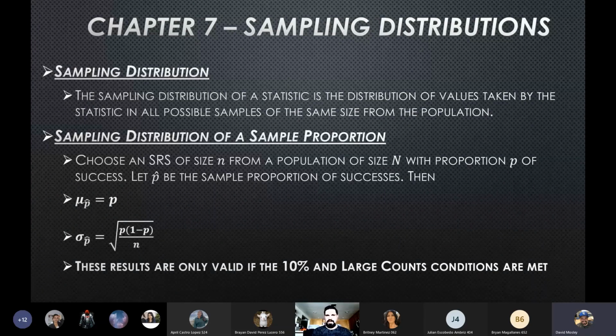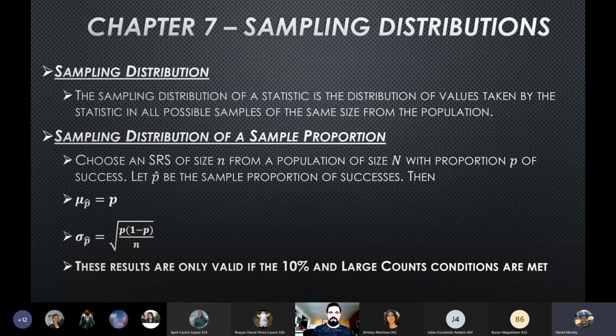If we choose an SRS of size n from a population of size capital N with proportion p of success, and we let p hat be the sample proportion of successes, then the mean of the sampling distribution of the sample proportion is equal to p. The standard deviation of the sampling distribution of the sample proportion is equal to the square root of p times 1 minus p over n.